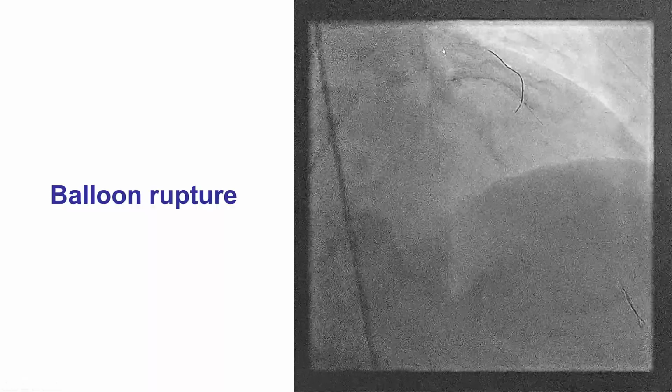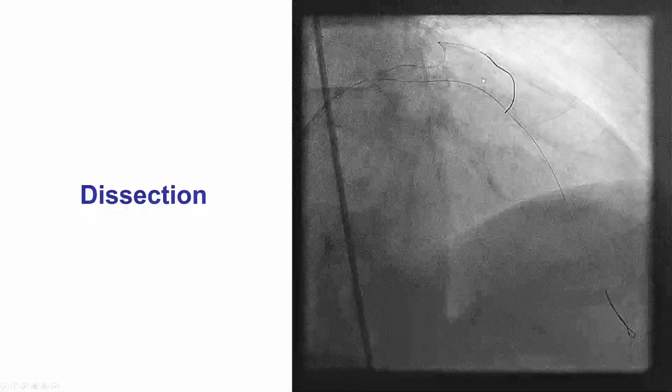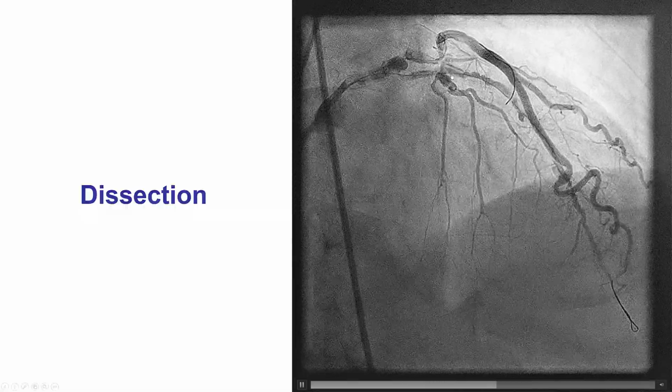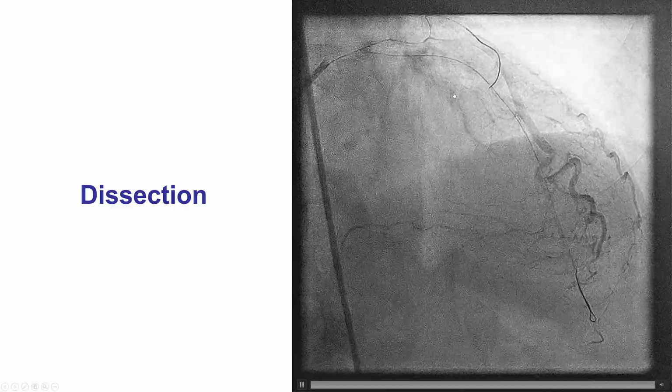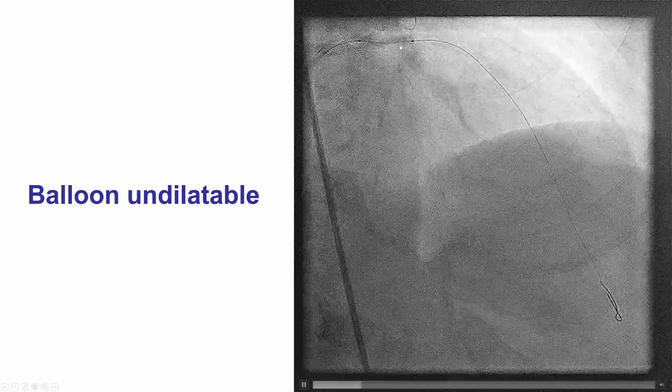We decided to start with a balloon angioplasty attempt and had a balloon rupture in the mid-LAD. That actually caused a small area of dissection. We did more balloon attempts, but the proximal LAD was balloon undilatable with the waist in the balloon.